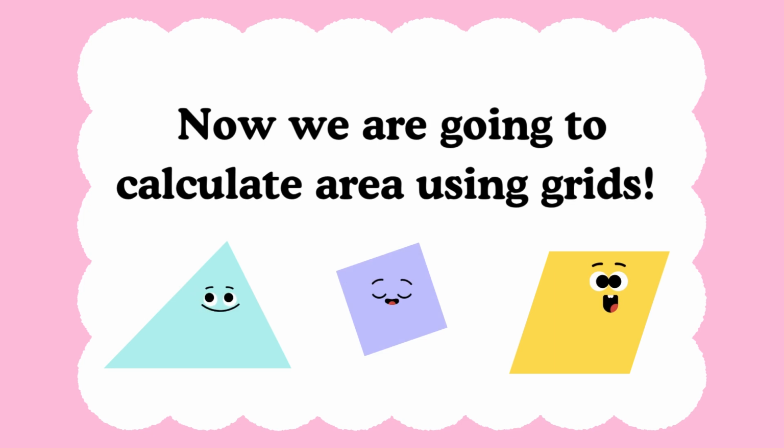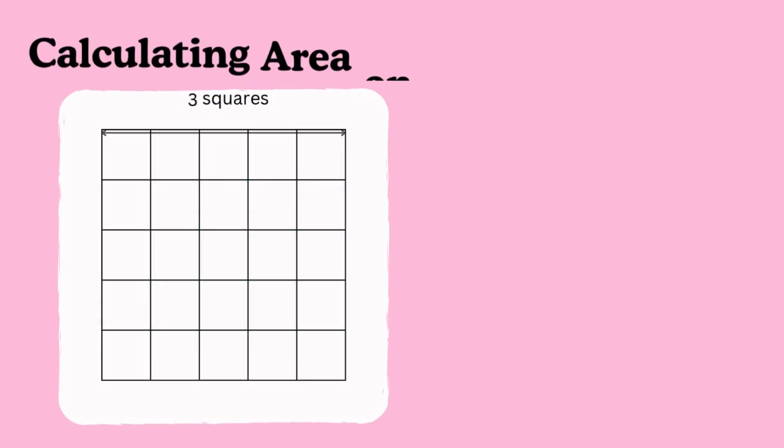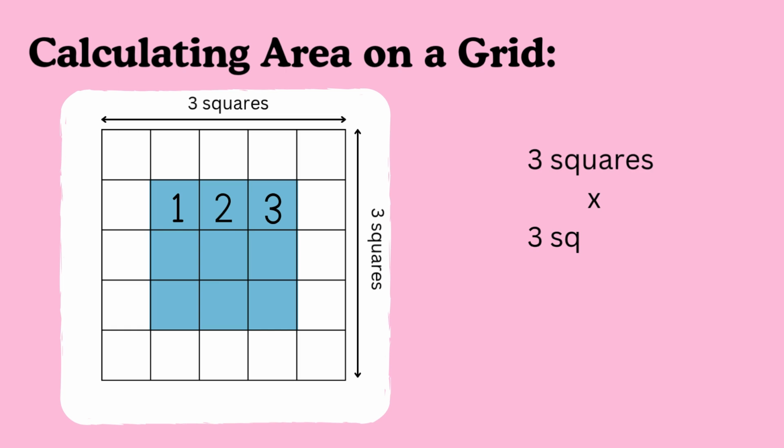Another way we can calculate area is by using grids. For example, look at this 1 centimeter grid, and to calculate the area, we can count 3 centimeters across the length and 3 centimeters down the width. This means that 3 times 3 will equal 9 centimeters squared.